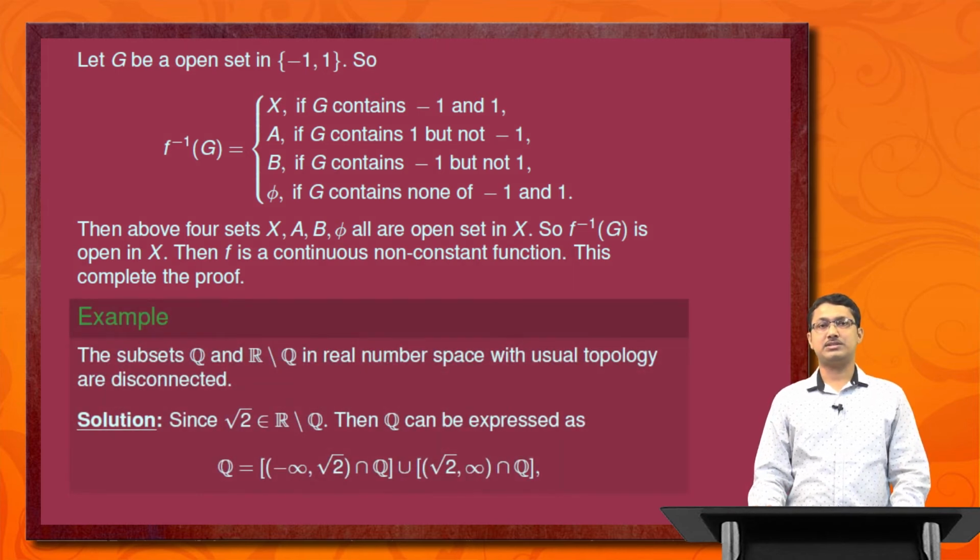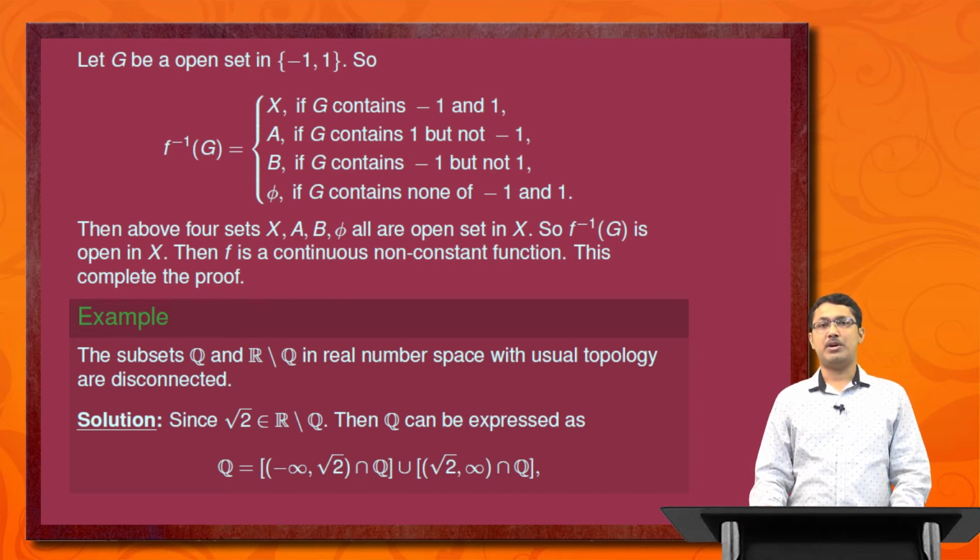Our next example is, the subsets Q, that is the set of rational numbers, and R minus Q, that means the set of irrational numbers, in real number space with the usual topology are disconnected. Solution: since root 2 belongs to R minus Q, that means root 2 is an irrational number, the set Q can be expressed as a disjoint union of two non-empty open sets. That means the open interval minus infinity to root 2 intersection Q, union the open interval root 2 comma plus infinity intersection Q.